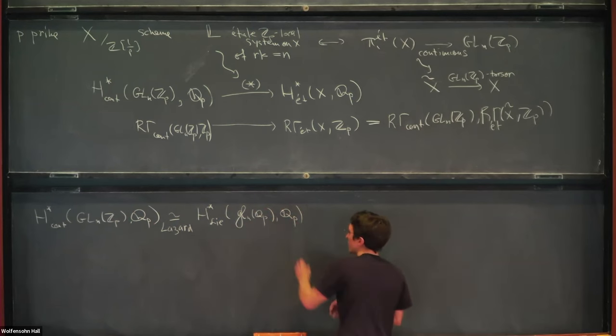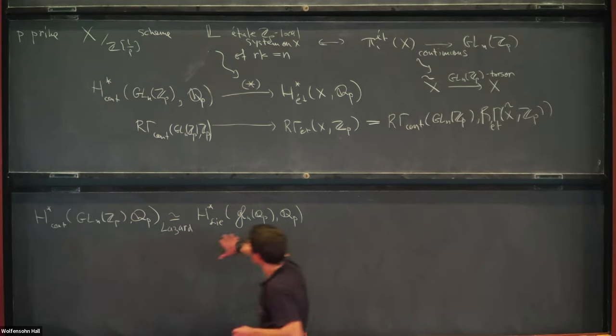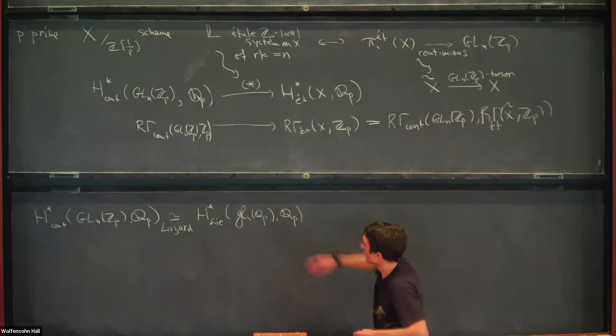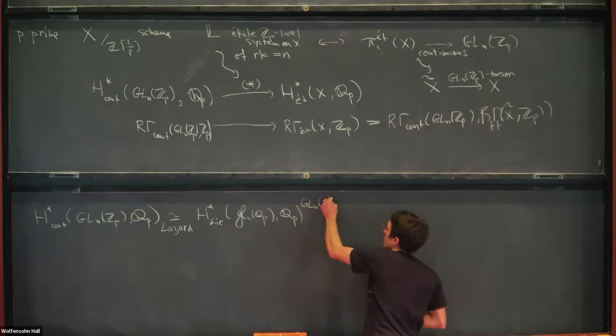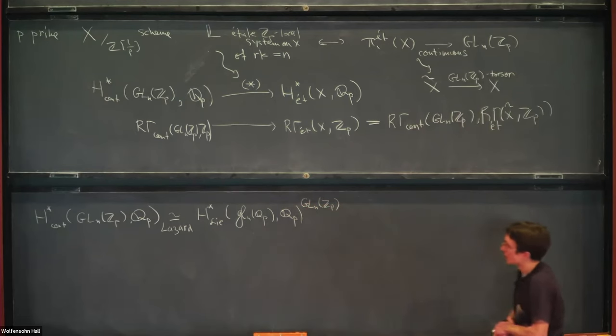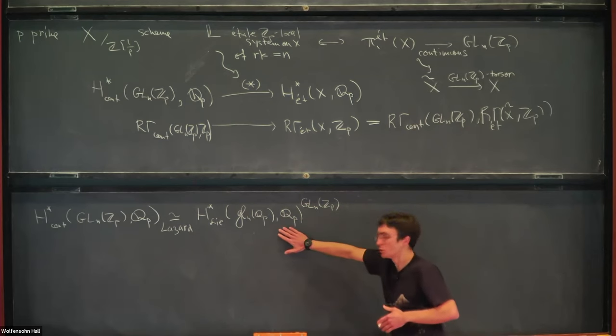And also, in general, there is still a residual action of the group GL_n(Z_p) on this cohomology, which is now smooth on the level of cohomology. For a general group, I would have to take invariants for this residual smooth action. But in this particular case, this action turns out to be trivial. And so I'm actually just taking cohomology of the Lie algebra.